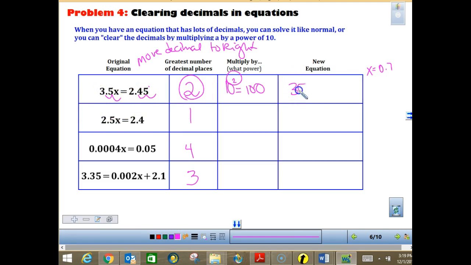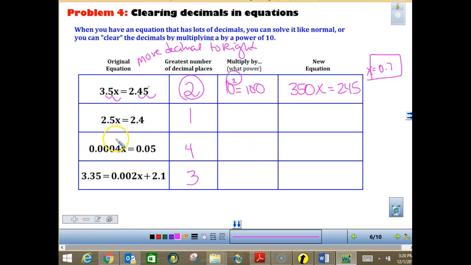It's going to be 350x equals 245. On your calculator, for some of you, you like it better this way with no decimals in it. Can we divide 245 by 350? Check it. Do you get the same thing as when we did it the first time with the decimals? Exactly the same answer. So does it matter? No, but I want you to make sure you know how to clear decimals.